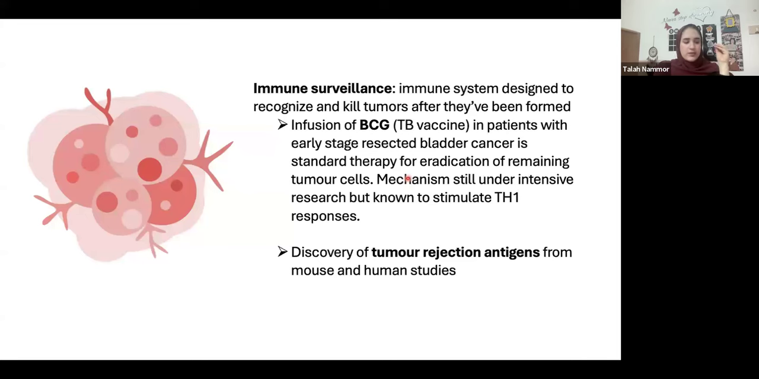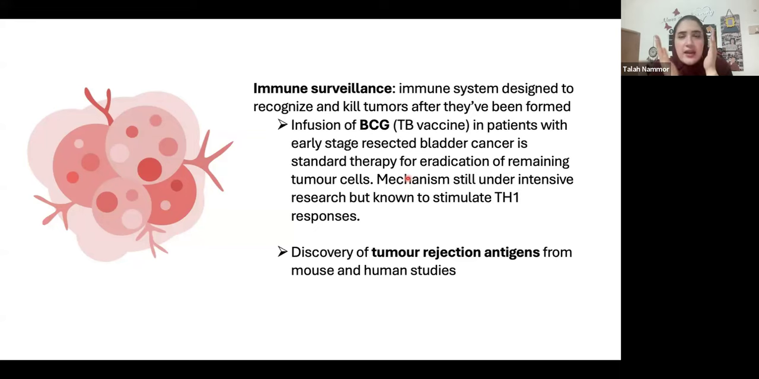So basically, guys, when someone is diagnosed with bladder cancer, and it's in the early stages, usually the first line of therapy is to resect the bladder. They resect the cancer in the bladder, and they kind of patch it and everything. So what do they do after resecting part of the bladder? They usually infuse BCG in the OR. Okay, and what is BCG? It's basically a TB vaccine.